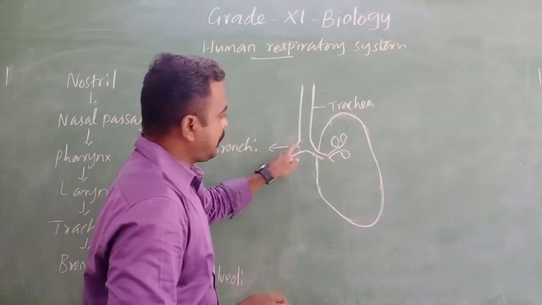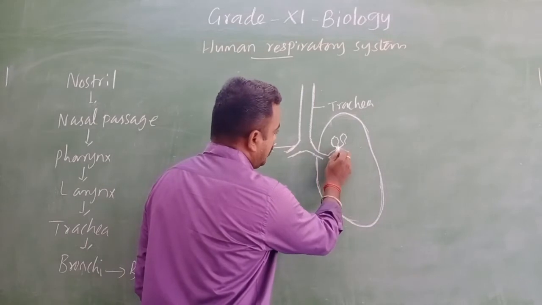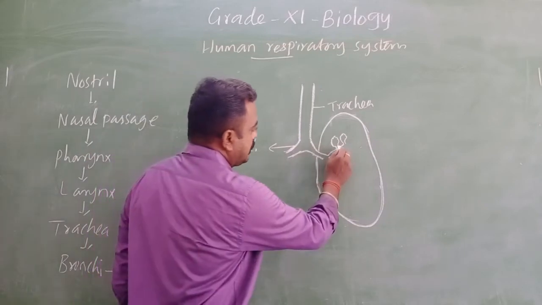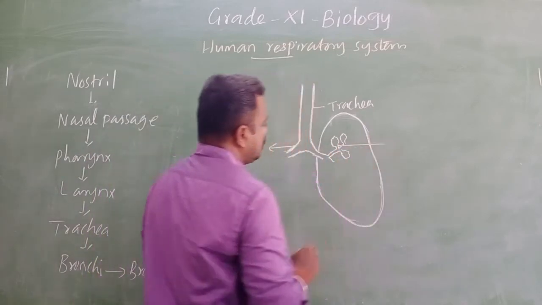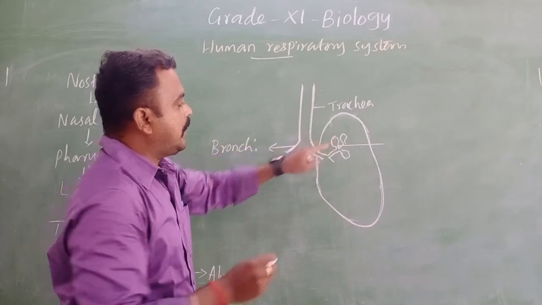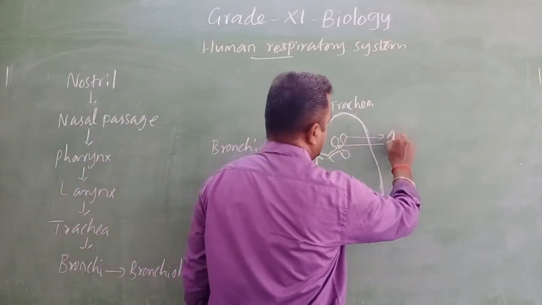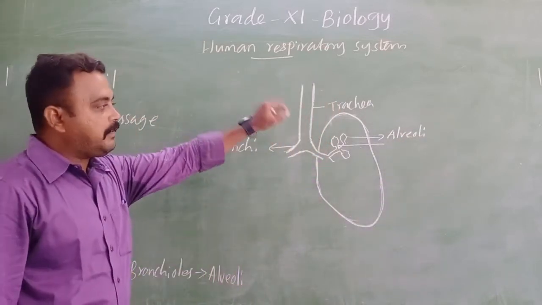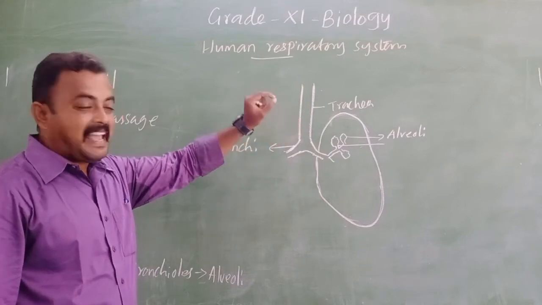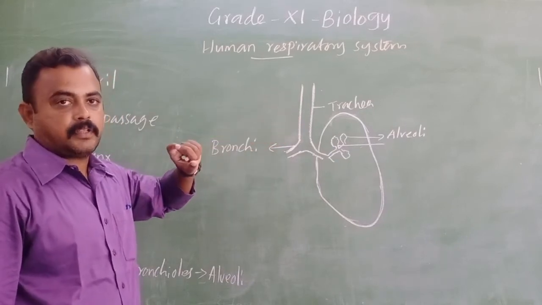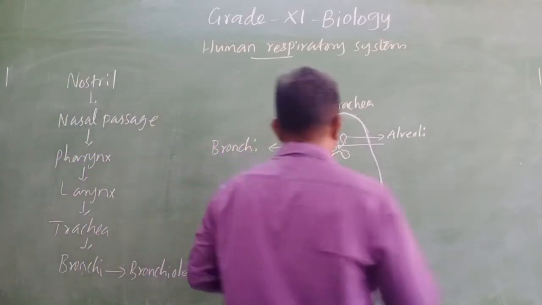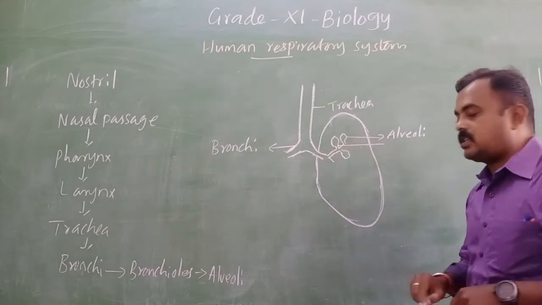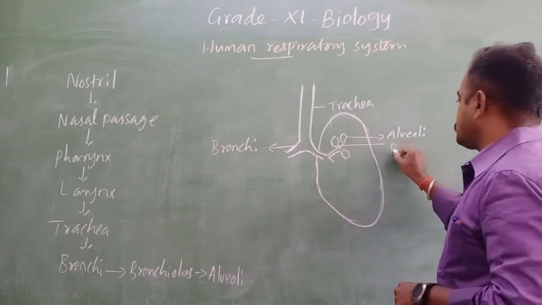Here you see this is the primary division, then the secondary division, then the tertiary division. This tertiary division ended with alveoli. This ball-like structure is alveoli. Here in the alveoli only, the gaseous exchange is happening. So the secondary division and tertiary division are known as bronchioles.